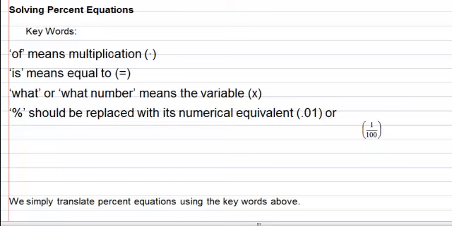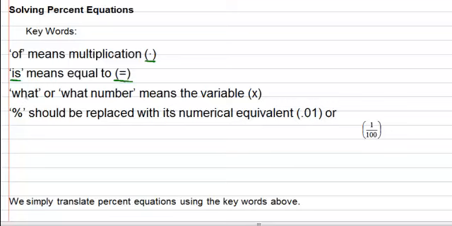Solving percent equations takes a couple of different skills, but the good news is we do the same thing every single time when we do translations. There are 4 basic things that we need to remember to do our translations. The first one is to remind ourselves that "of" means that we are going to multiply. And "is" is really just saying that equal sign.